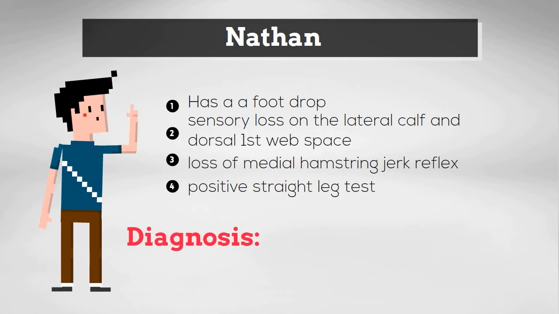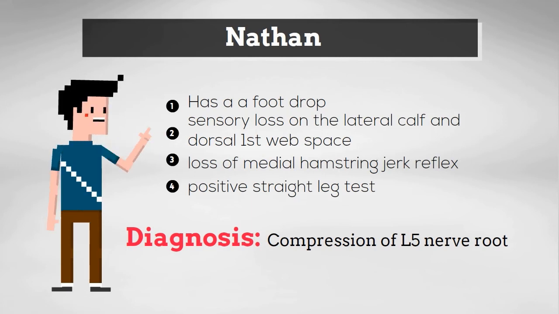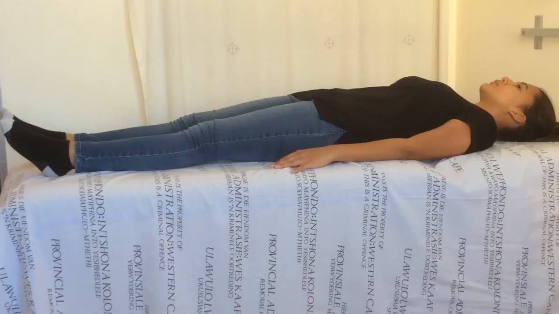The second patient, Nathan, appears to have a foot drop. He also has sensory loss on the lateral calf and dorsal first web space, as well as a loss of medial hamstring jerk reflex, and on examination, a positive straight leg test. The diagnosis is compression of the L5 nerve.